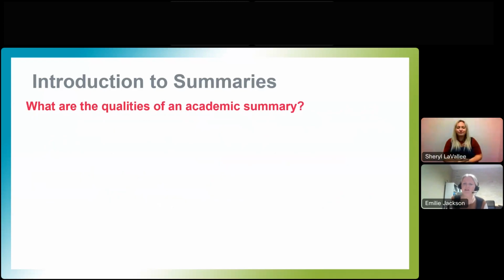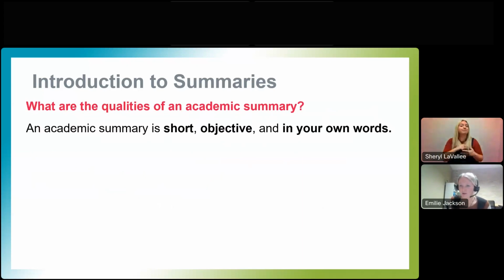All right, so the qualities of an academic summary. Hopefully you now have a bit of an understanding of what a summary can do and maybe some examples of when you would want to summarize or when you may be asked to summarize. But what does an academic summary include, or what are the qualities?